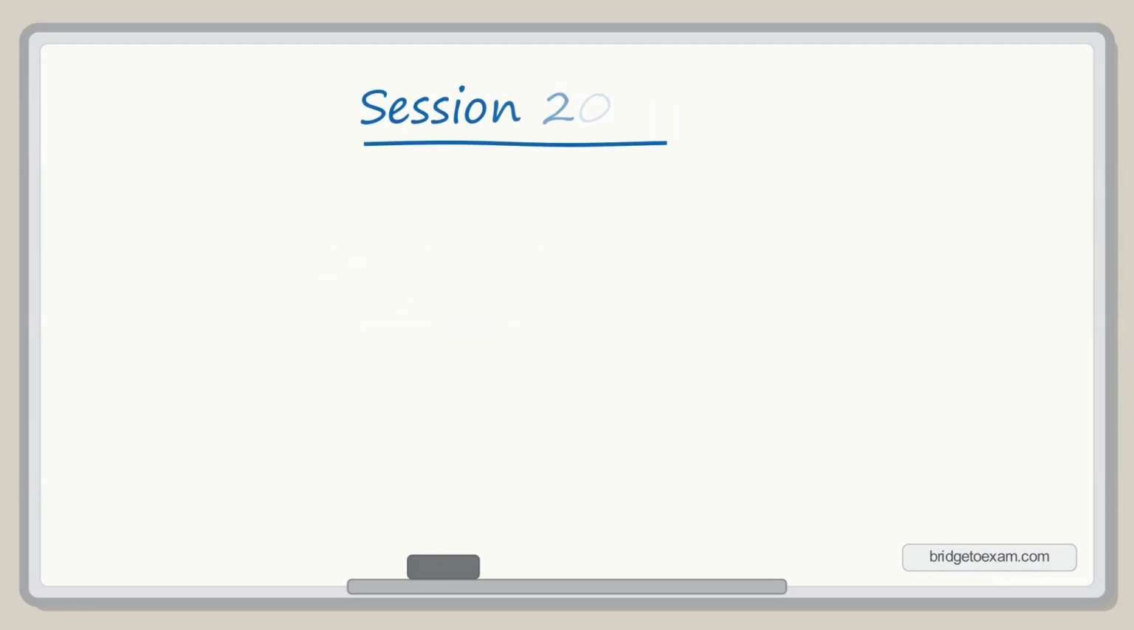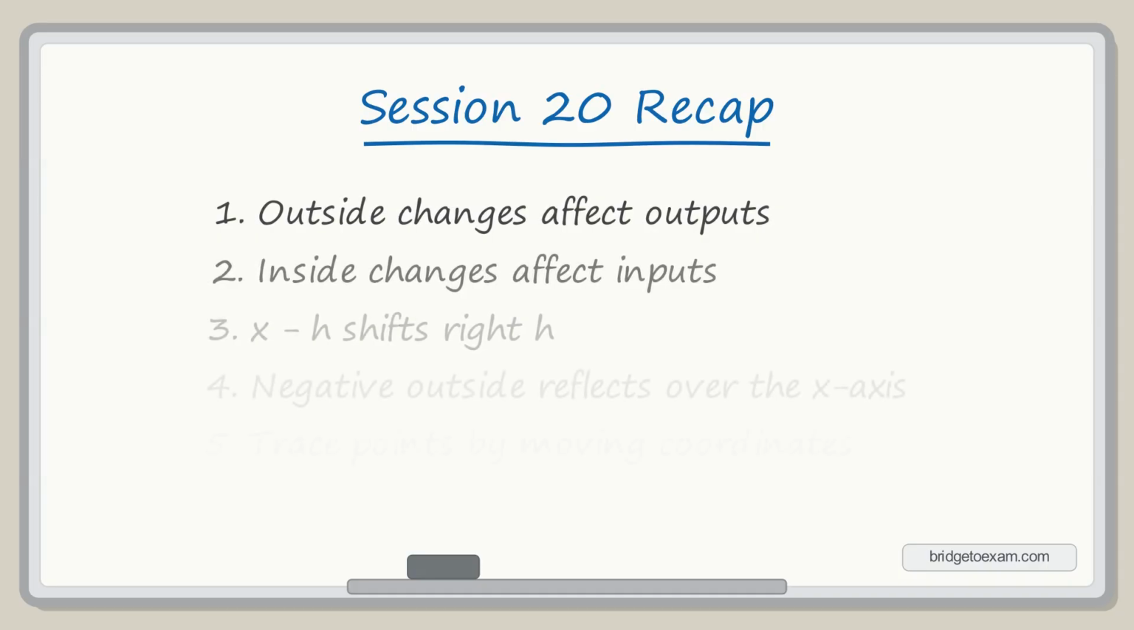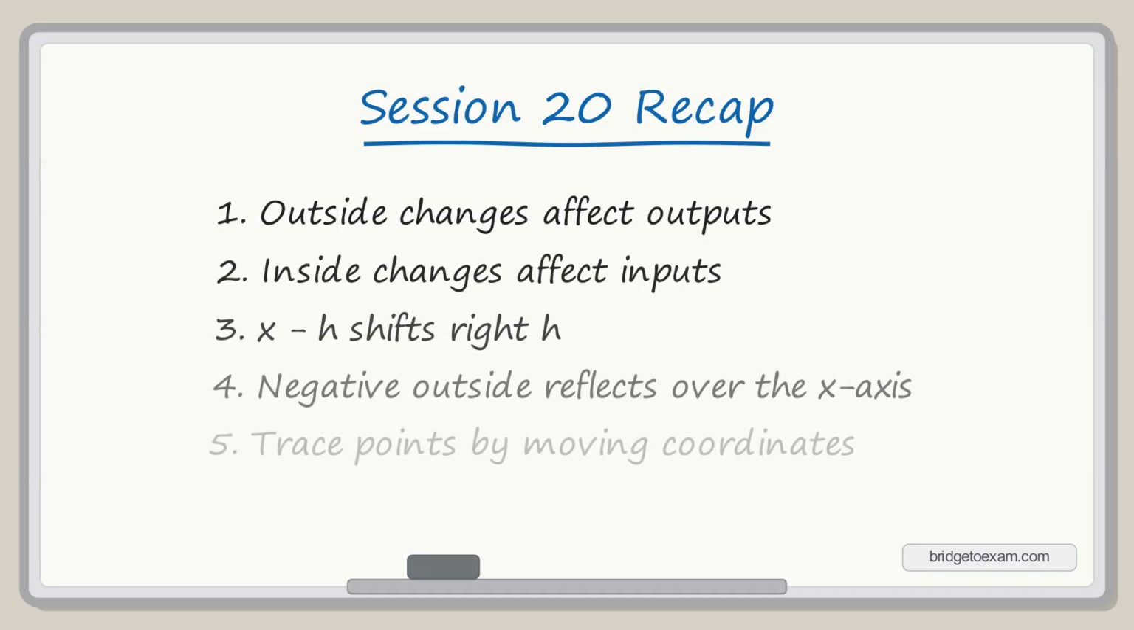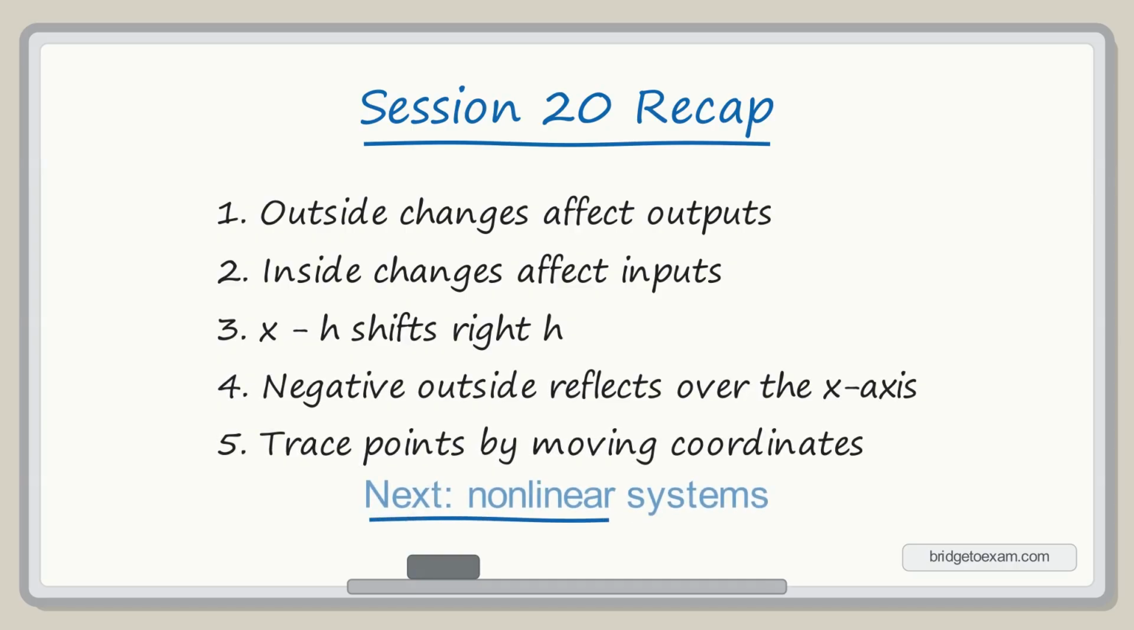Session 20 recap. Outside changes affect outputs, while inside changes affect inputs. X minus h shifts right h. A negative outside the function reflects over the x-axis. Trace points by moving their coordinates with the graph.